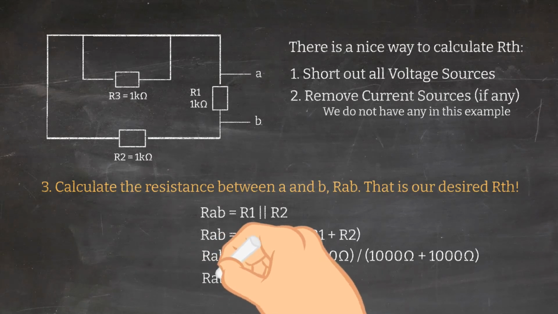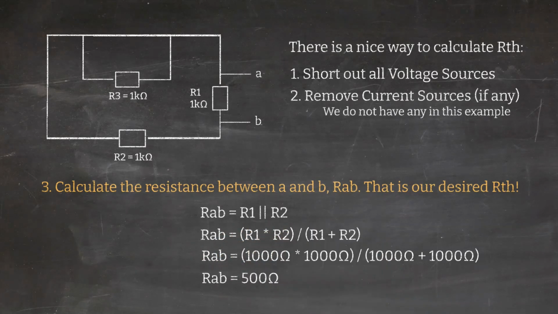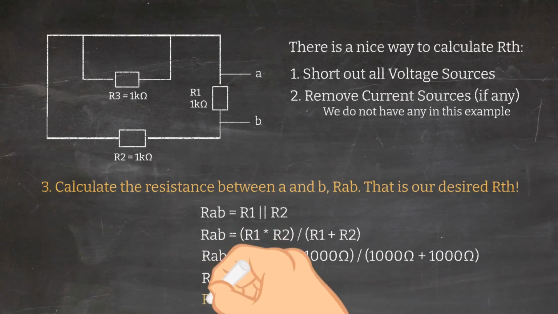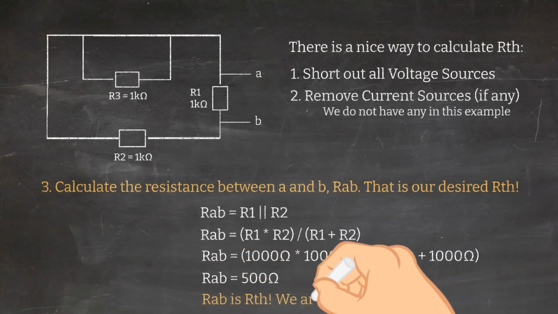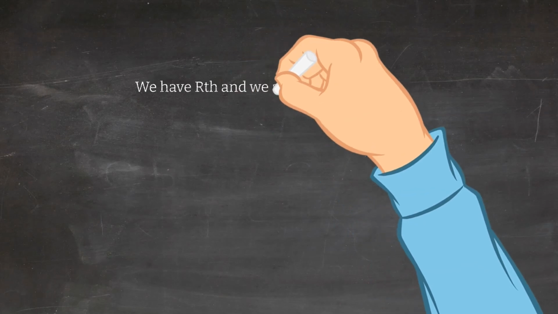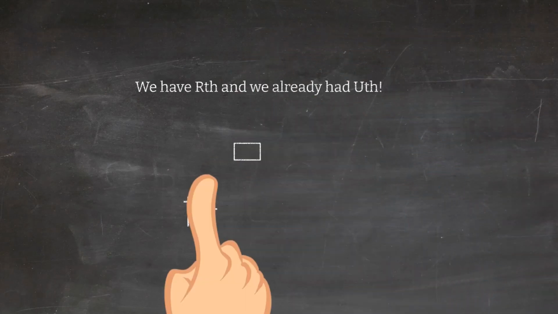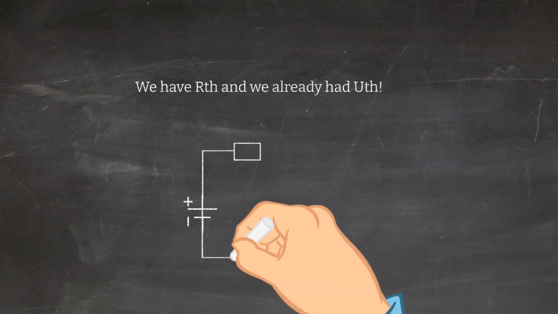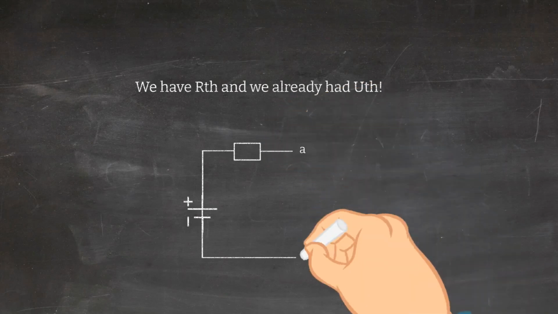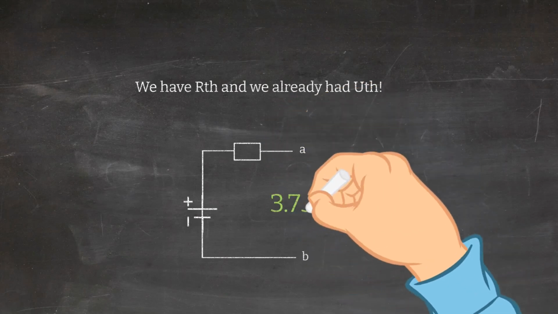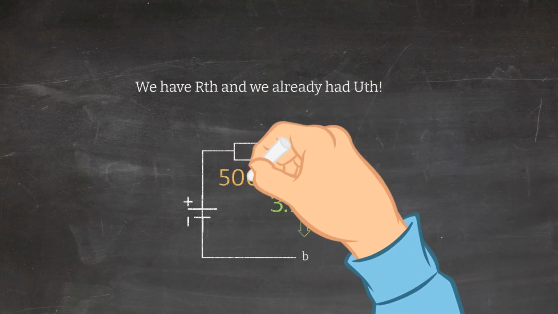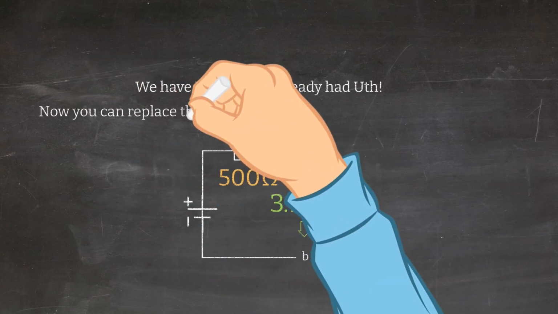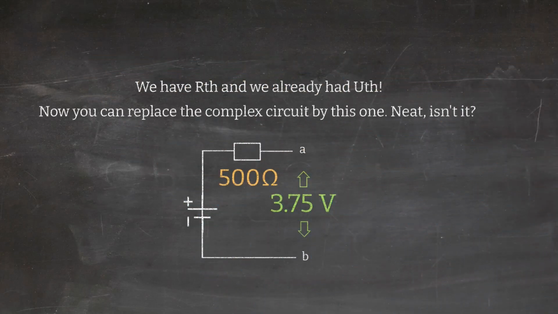And so if we do this simple parallel calculation of 2 kilo ohm... of two 1 kilo ohm resistors in parallel, we land at 500 ohms. And now we have R Thevenin, previously we had U Thevenin, and now we have everything together. We can replace our complex circuit by this one, having 3.75 volts as a voltage source and 500 ohms as a resistance. And that's it. Neat, isn't it?